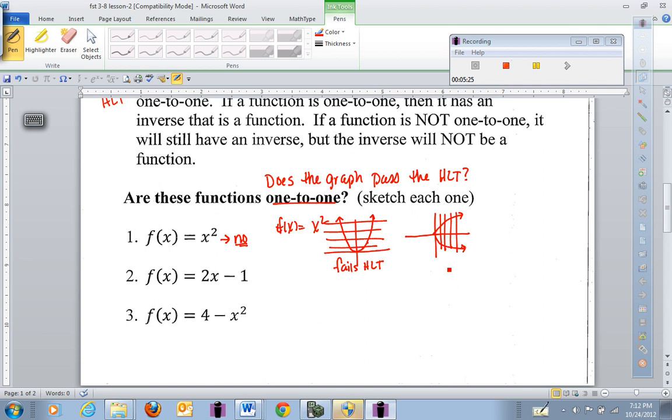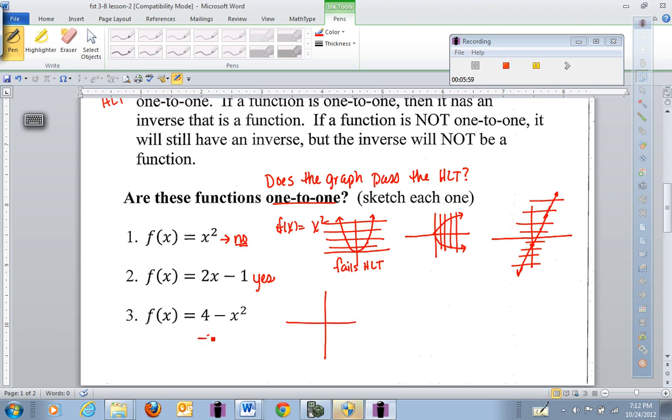Okay, let's think about 2x minus 1. 2x minus 1 is a line. It has a y-intercept of negative 1 and a slope of 2. It's going to look something like this. Would this line pass the horizontal line test? And the answer is absolutely it would. All right, so is this function 1 to 1? Yes, it is.